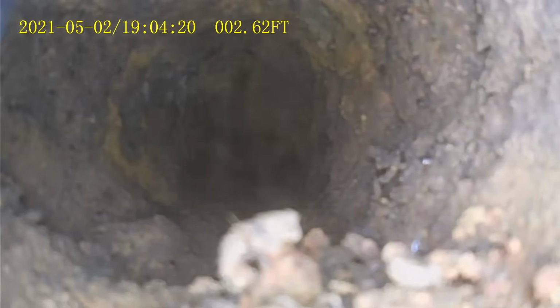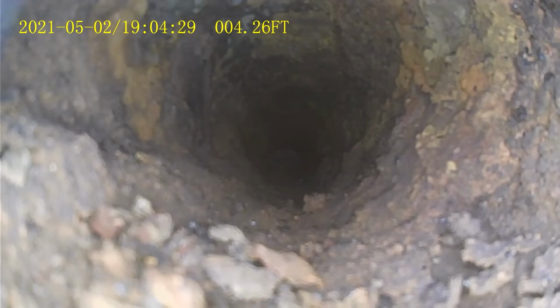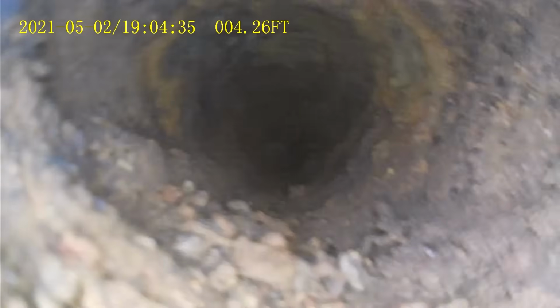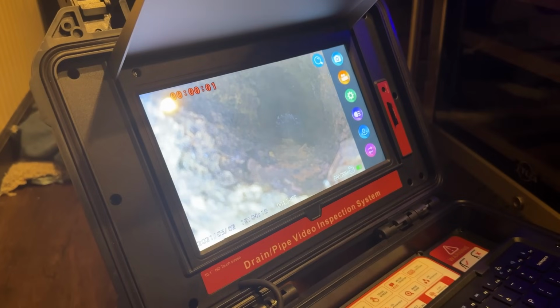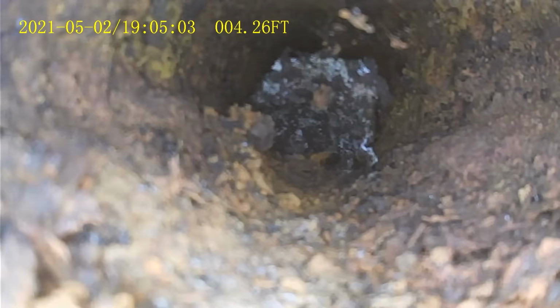Oh gosh, I think I made it. Look at that. Look at that pipe. No wonder. Oh my gosh. See if I can get further in there. Look at that. Wow, that is rusted. I think it's broken right there. Wouldn't you say?